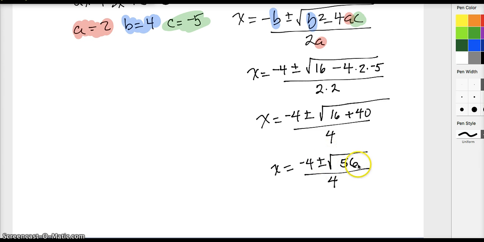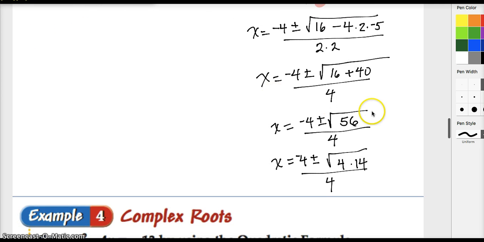Already you know this isn't a perfect square, so we're going to be adding some kind of radical and subtracting a radical. Let's see if we could simplify this. We remember when we simplify radicals, we need to figure out what numbers multiply to make up the number underneath the radical. And we know 4 and 14 make up 56, and therefore we can take the square root of 4 and simplify this even further. So now we get negative 4 plus or minus 2 root 14 over 4.